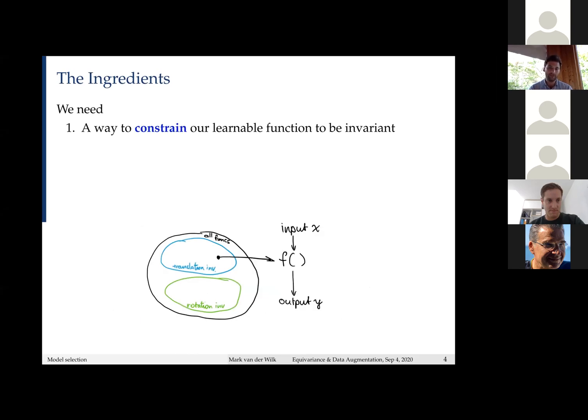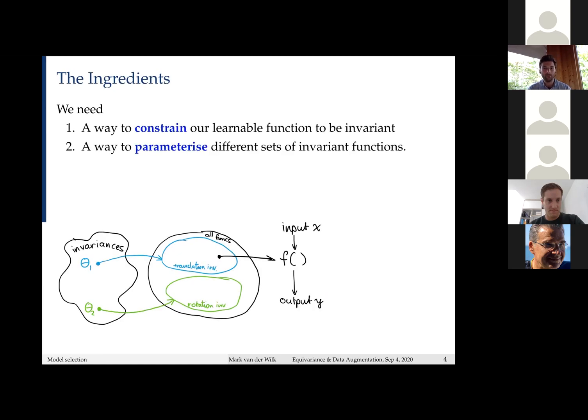Another way to think about this is that we essentially want to create different classes of functions, which are subsets of all of the learnable functions, which within one of these subsets all obey the same invariance properties. And then from this subset, we choose one particular function to act as our predictor from the input x to y. So that's the first thing we need to be able to do: construct invariant functions.